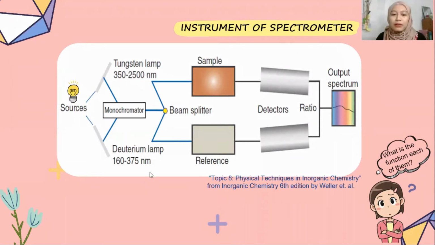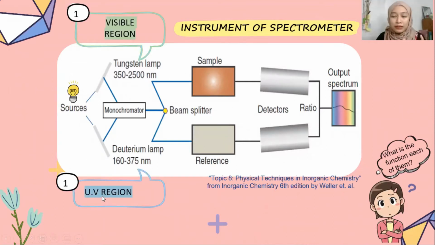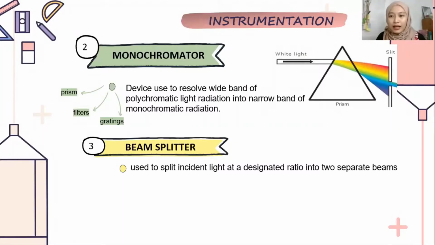The deuterium lamp is used to detect the UV region, which is when the sample has a wavelength around the range 160 until 375 nanometer. And the tungsten lamp is used to detect the visible region, when the sample has a wavelength around 350 to 2500 nanometer. Now, let's move to the second type of instrument, which is the monochromator.